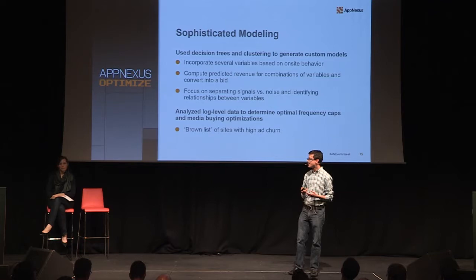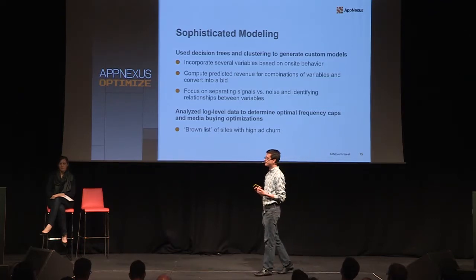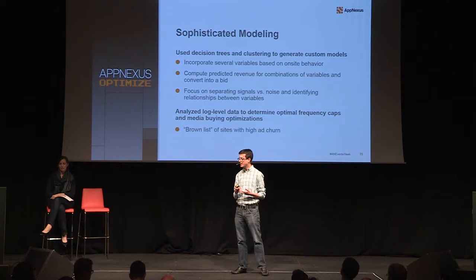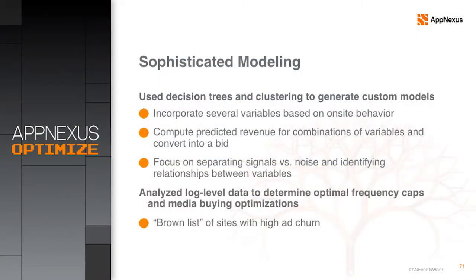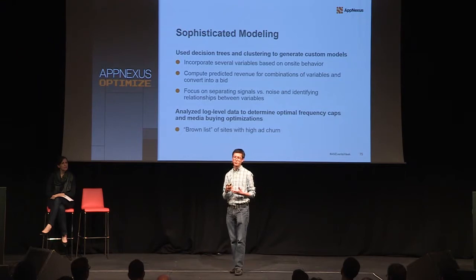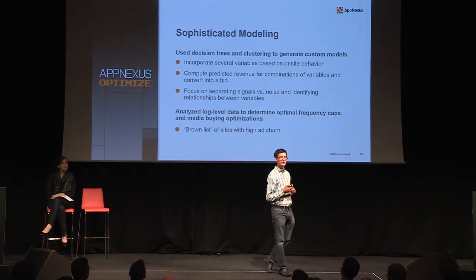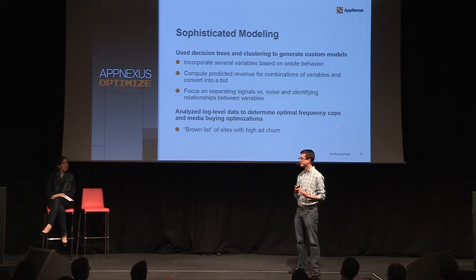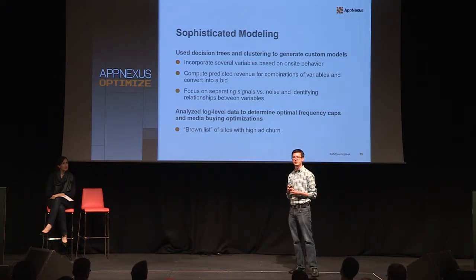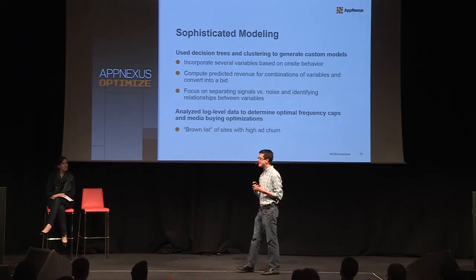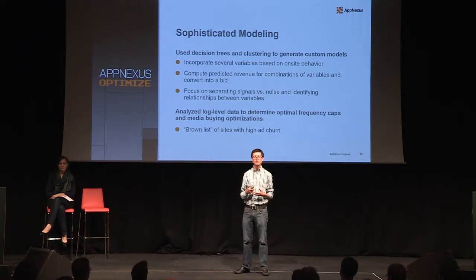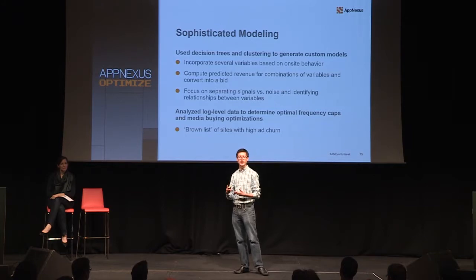So we can start with sophisticated modeling. When we built on top of APB, we used a combination of decision trees and clustering models to figure out how much to pay for different audiences. So what that meant is we incorporated several variables based on user behavior. We had a long wish list of certain variables that we thought would correlate with likelihood to convert, and we pruned that down to certain variables about the audiences that we chose to use. And then given those variables, we computed the predicted revenue that we thought we would get if we reached that audience.